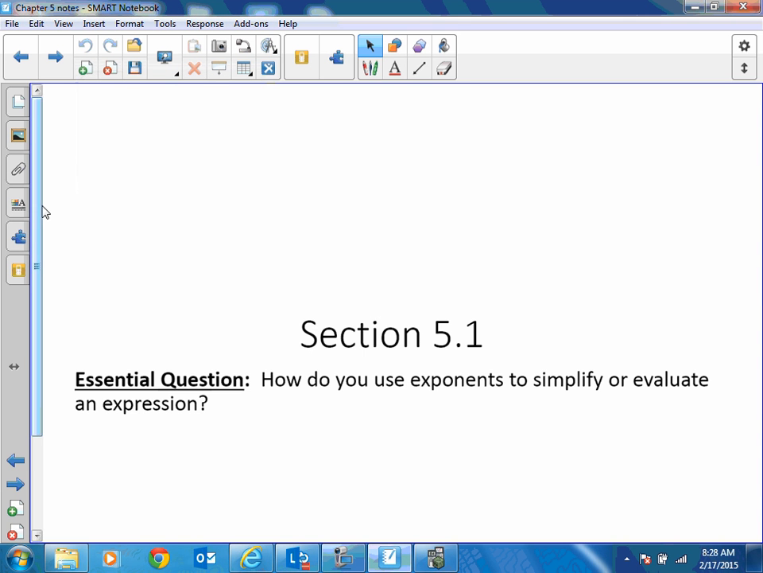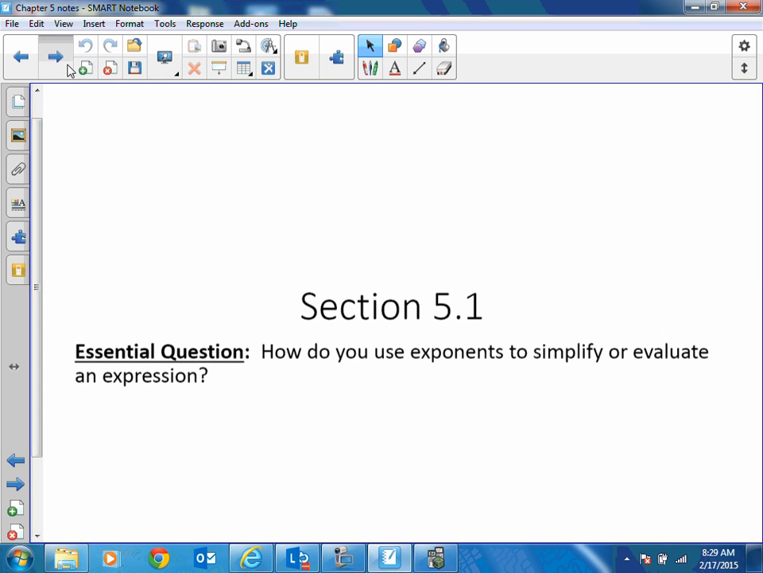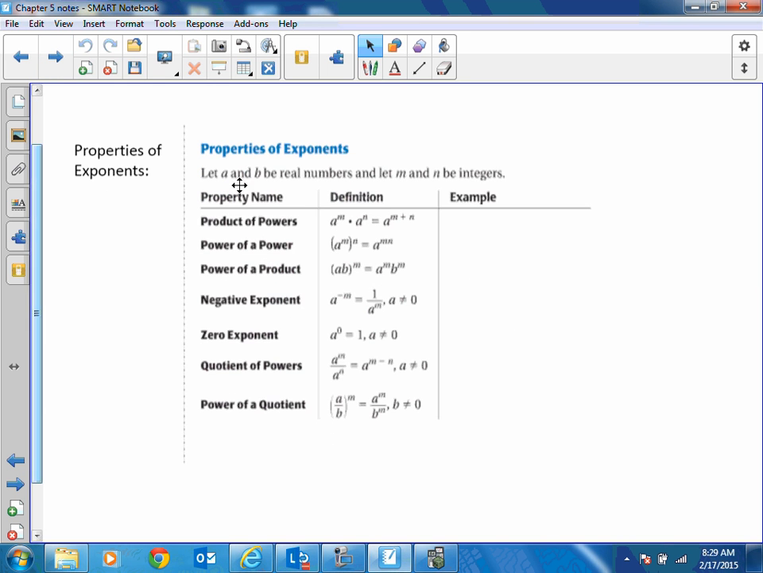Section 5.1, essential question: how to use exponents to simplify or evaluate an expression. Here are the properties of exponents. Again, you can pause this and write these down if you need to. You get the product of powers property, where you have the same base, different exponents, you add the exponents. You get the power of a power: when you have two exponents, you multiply them together.